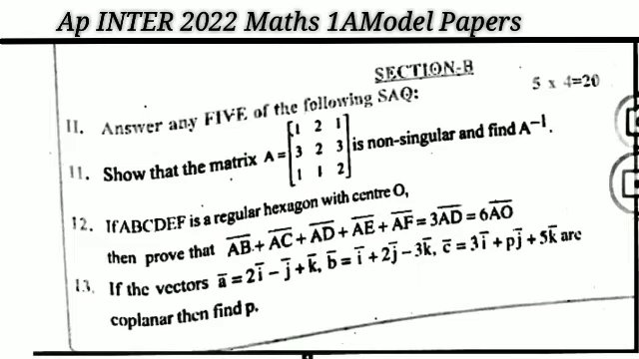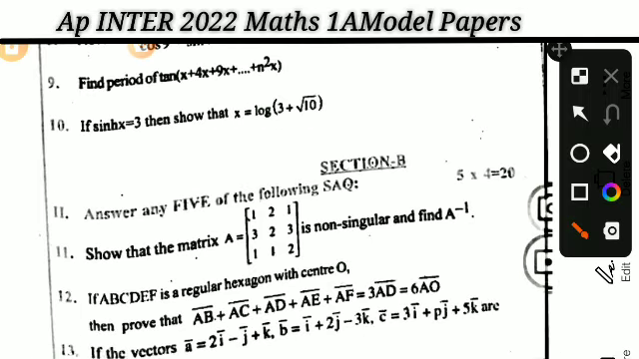Show that the matrix A is equal to [1 2 1; 3 2 3; 1 1 2] is non-singular. Find A inverse. What is the meaning of a non-singular matrix? Non-singular means det A not equal to 0. Okay, first we have to find the det value here. If det A not equal to 0, then the matrix is said to be a non-singular matrix. And then we have to find the A inverse.